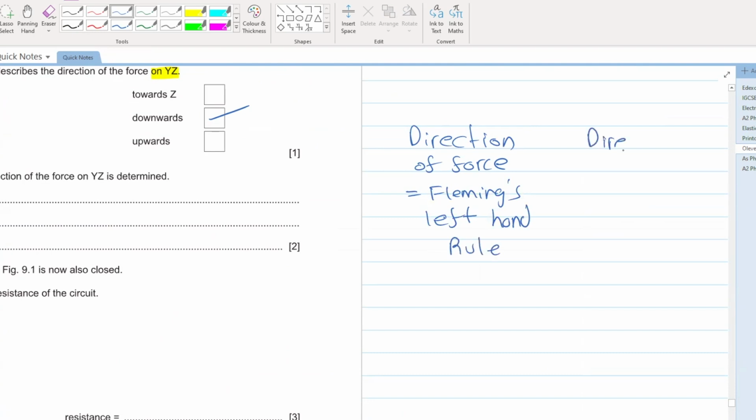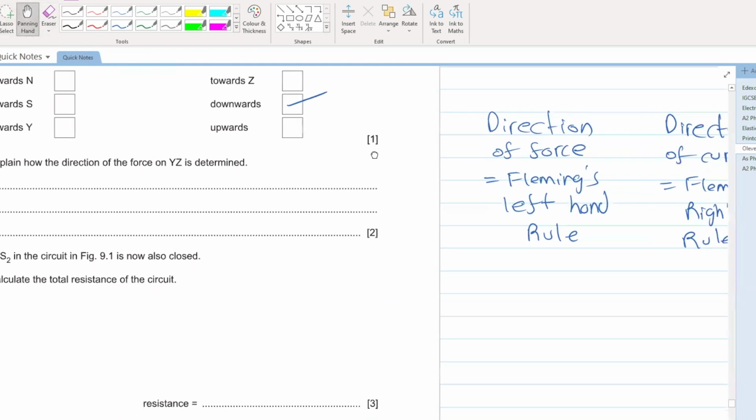Whenever you have to calculate direction of what? Current. Which law will you apply? Fleming's right hand rule. परफेक्ट हो गया बेटा. चलो आगे बढ़ते हैं.